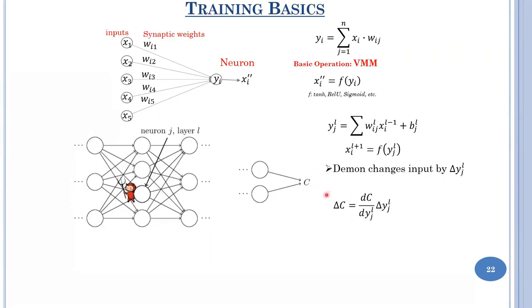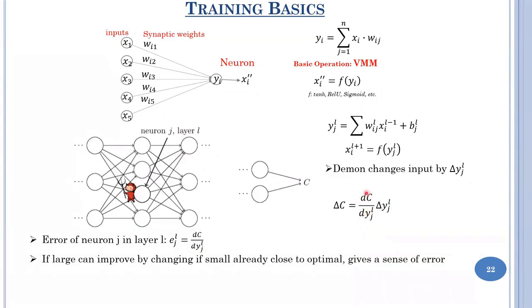So now the change in the cost, by a simple linear rule, is the gradient of the cost with respect to this input of this neuron multiplied by the change in the input which this daemon has made. Now we define this gradient of the cost with respect to the input as the error. Why so? Because if this gradient is very large, then even if you change this input by a small amount, the change in the cost would be large, and we can say that our network was not very optimized.